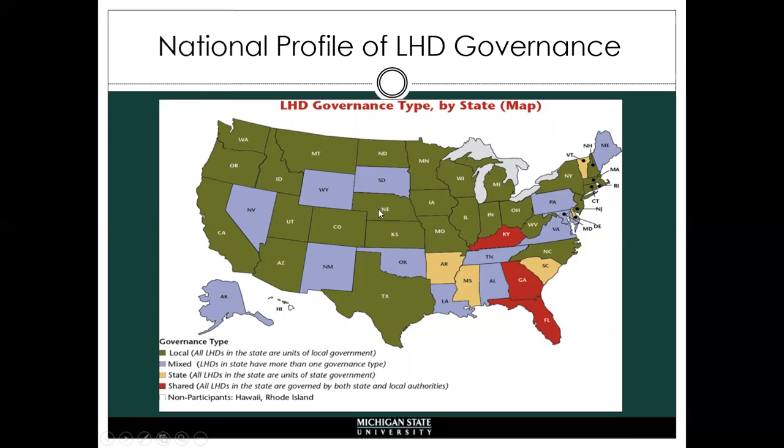In the nation, all of the counties that are this army green have local health departments. So the health departments are run by local government. Purple have mixed, where it's run by more than one government type. The khaki states here are run by the state, and the red have shared governance between state and local.